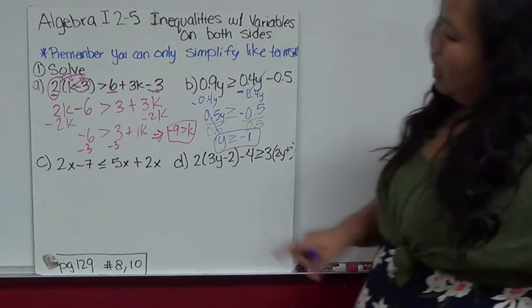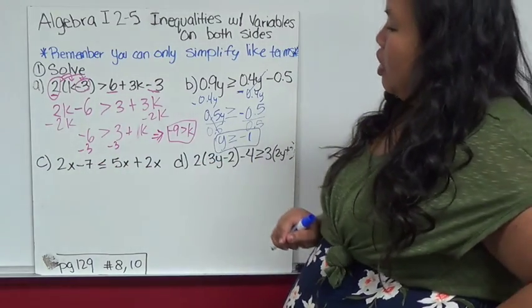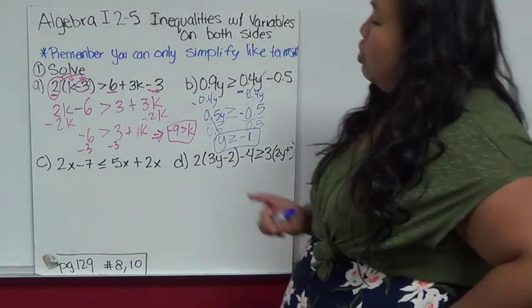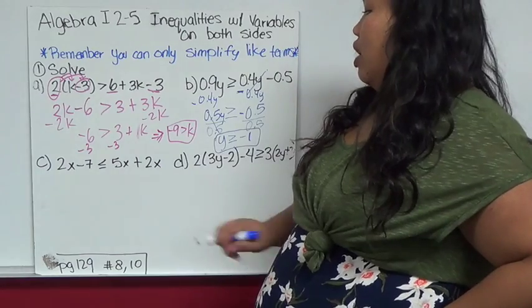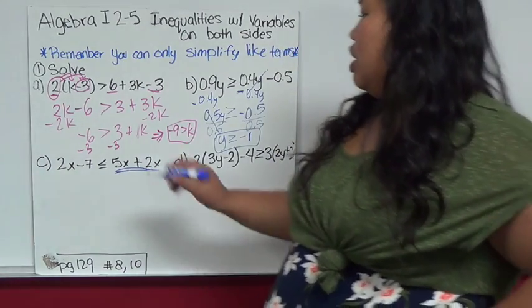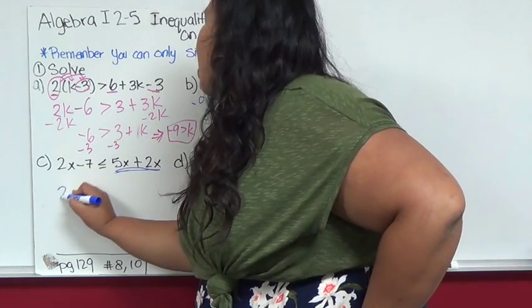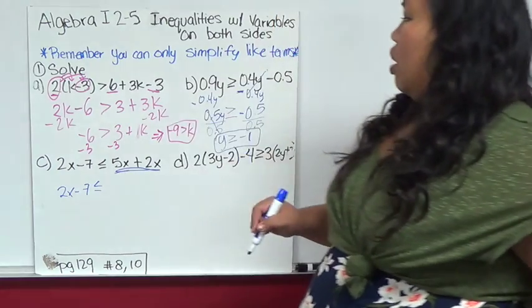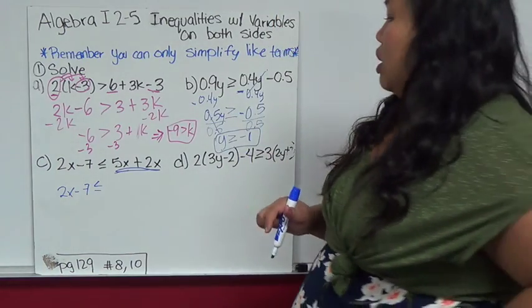Okay, the next one is C. So 2x minus 7 is less than or equal to 5x plus 2x. Now, these right here are like terms. So that means that I'm going to bring this whole section down. Please make sure to show all this work. I need to see your steps and your process.